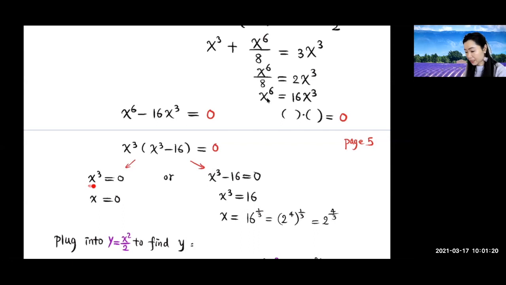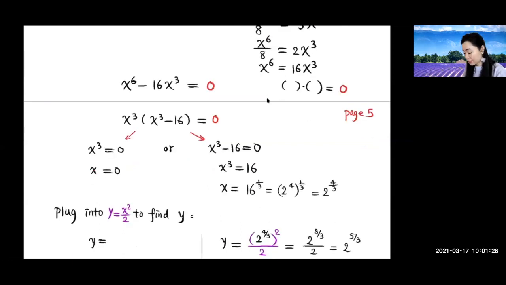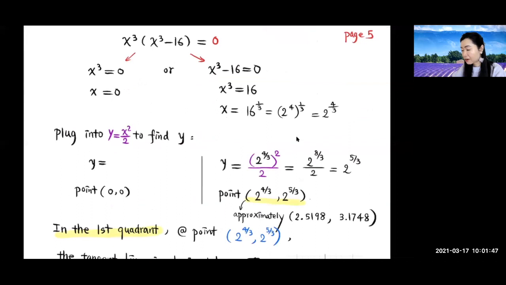To solve this, x^3 equal to 0, then x will be equal to 0. And to solve this, you have x^3 equal to 16. And so x is equal to 16 to the 1/3 power, which is equivalent to 2 to the 4/3 power. So you found the x coordinate of those points.